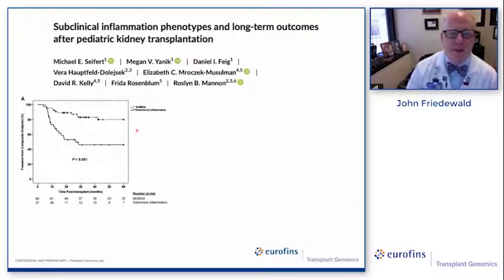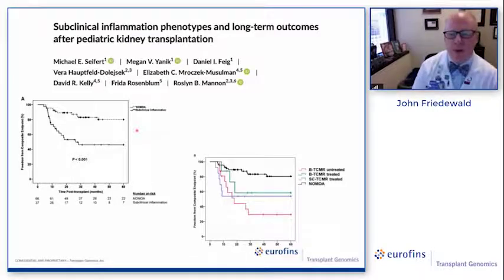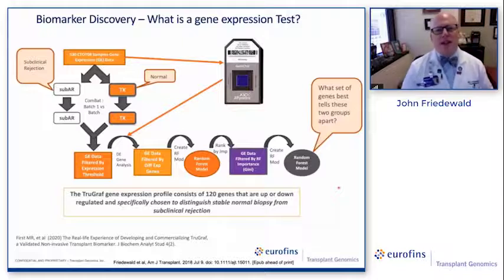And I mentioned the group from University of Alabama at Birmingham, who treated pediatric patients with T-cell mediated rejection, primarily subclinical. And again, the treated subclinical rejection did better than those untreated. And so there's evidence both now for cellular and antibody-mediated rejection, subclinical, that treating improves outcomes. So let's take a step back and talk about how do we discover a gene expression test?